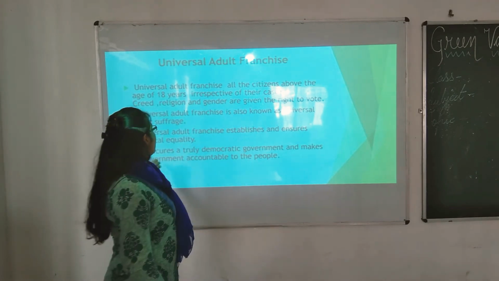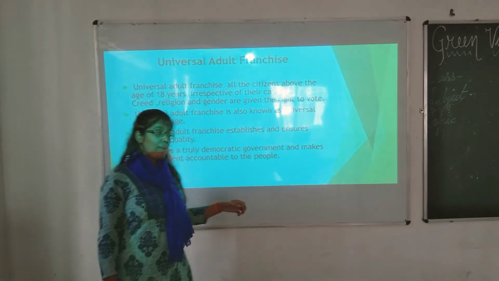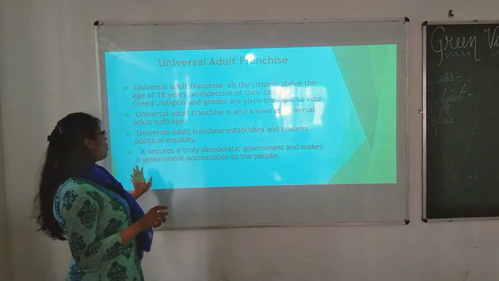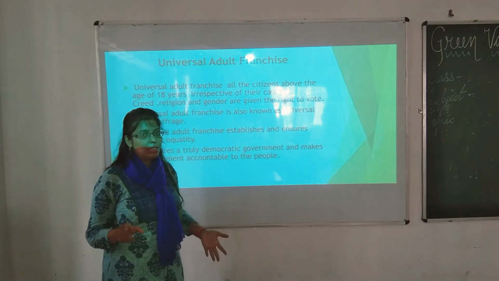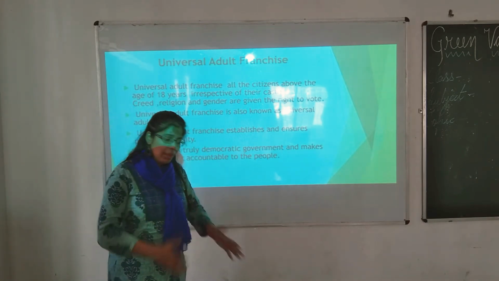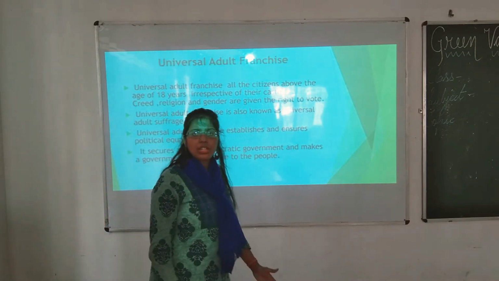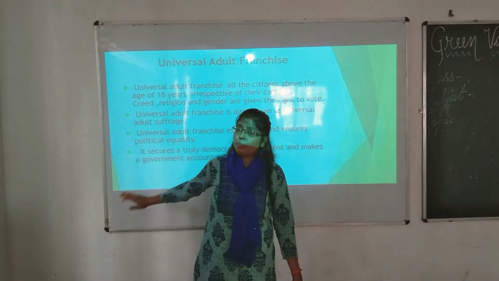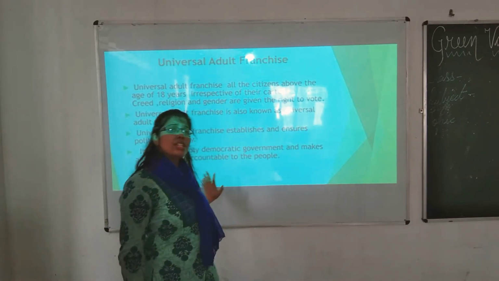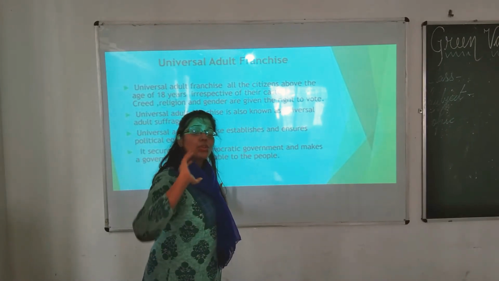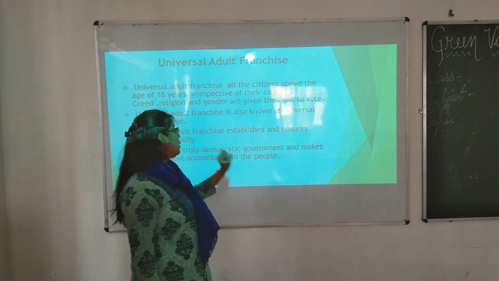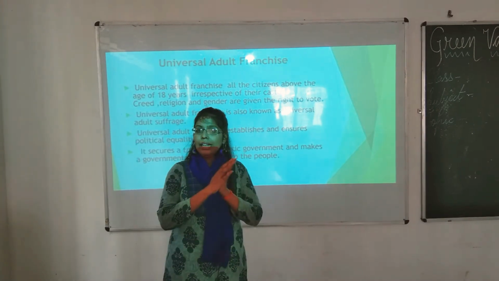Okay, next, it secures a truly democratic government. Now, it secures a truly democratic government and makes the government accountable to the people. If we are studying that our country is having a democratic government, a democratic system, then basically this is needed. Universal adult franchise is needed in order for India to be called a democratic nation. Okay, hopefully this is clear to you all. Then moving ahead.